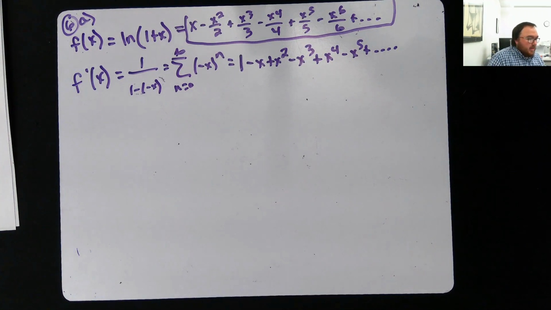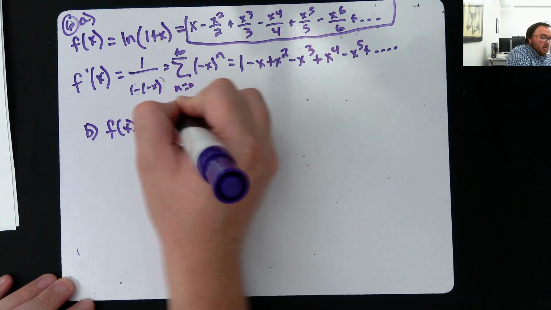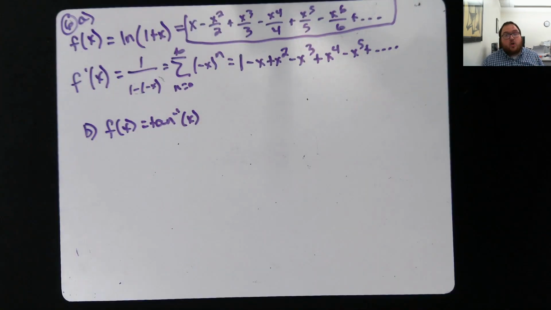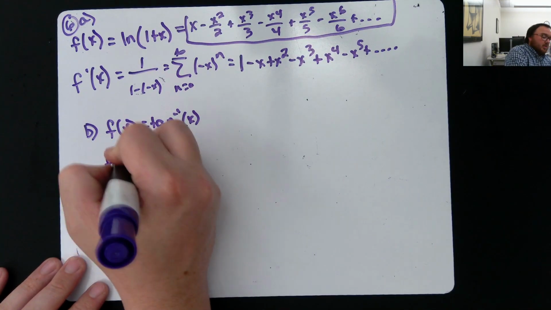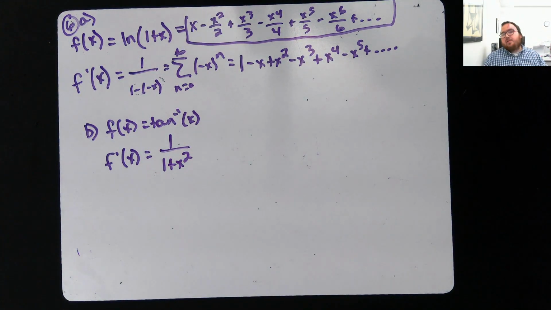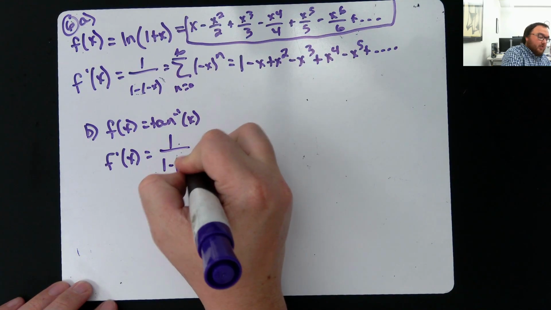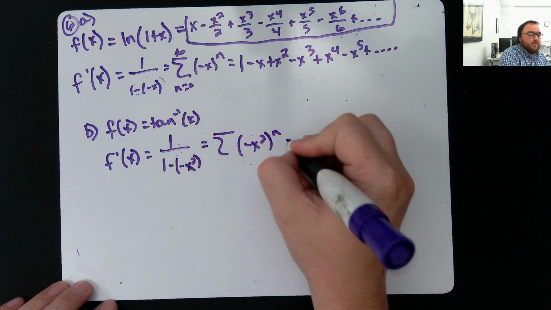One more example is 6b. We're going to do the same thing for inverse tangent of x. My first thought is I look at this and that's nowhere near the form that I want, right? But remember that the derivative of inverse tangent is 1 over 1 plus x squared. We learned that, I believe, in calculus 1. This looks a little bit like the geometric form, except I want minus, so minus negative x squared. That makes this the sum of negative x squared to the n.